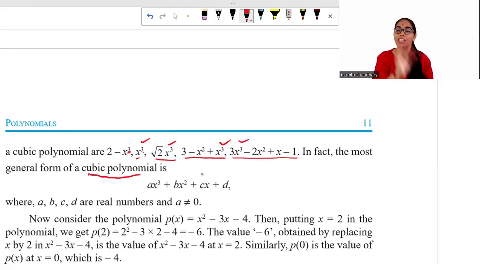Clear? Different types of polynomial: a linear polynomial, where the highest power is 1; a quadratic polynomial, where the highest power is 2; and a cubic polynomial, where the highest power is 3. Right?